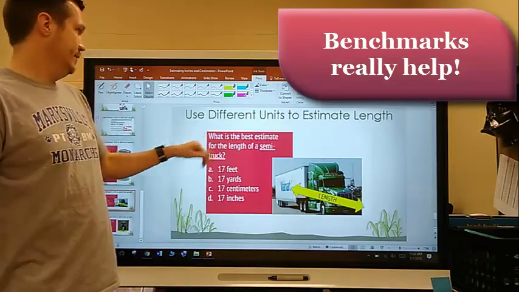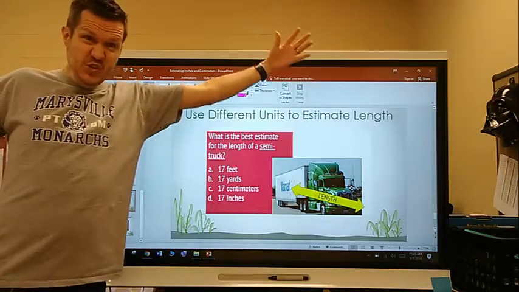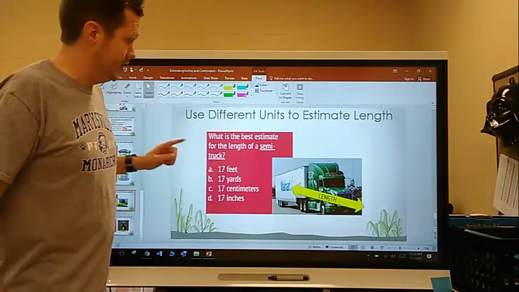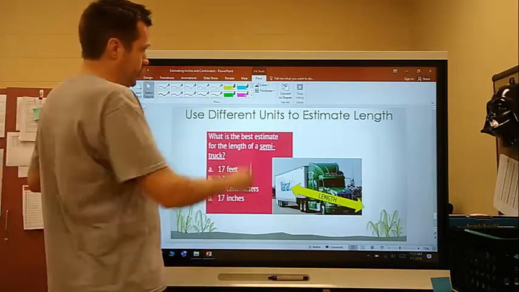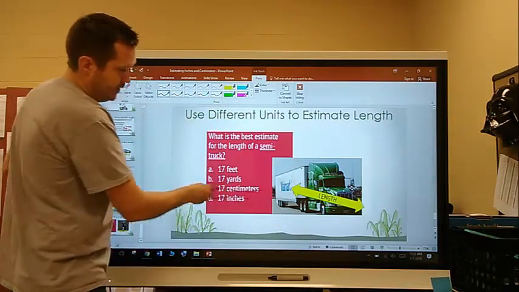What is the best estimate for the length of the semi? Ooh, semis are huge. So I know I'm going to need a big one. I'm definitely going to be measuring in probably meters and yards, for sure. I can go ahead and eliminate some stuff real quick. Inches are way too tiny. Centimeters are way too tiny.